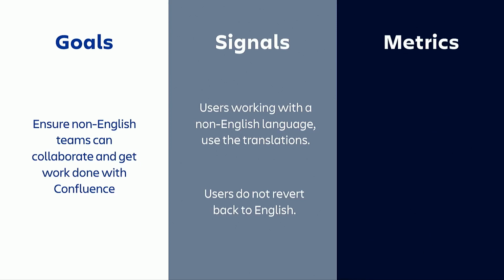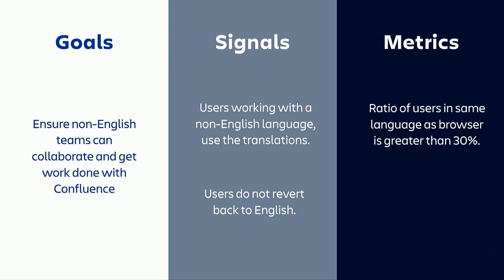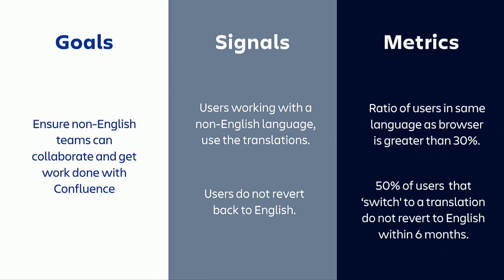For us, we had 2 metrics. First, the ratio of users in the same language as their web browser is greater than 30%. And this would show us whether users working with a non-English language used our translations. And then second, 50% of users that switch to a translation don't revert to English within 6 months. So this would show us whether users revert back to English after having used one of our translations. So these metrics go together and they give us the right view of what success looks like for our users.